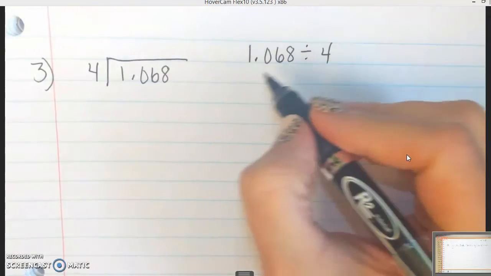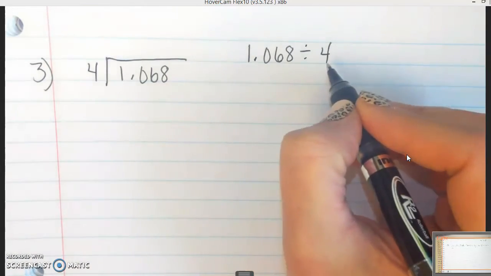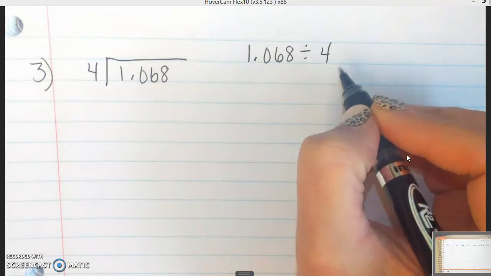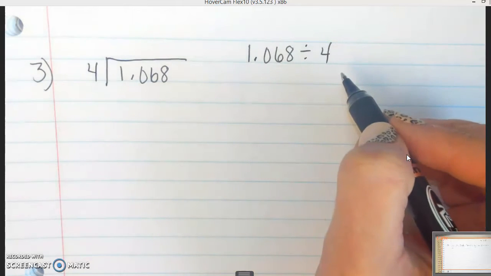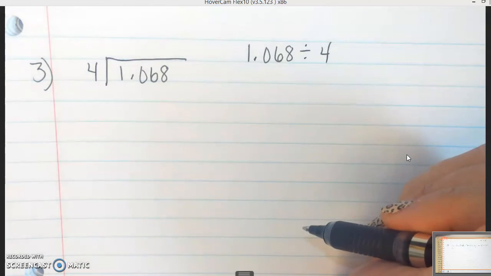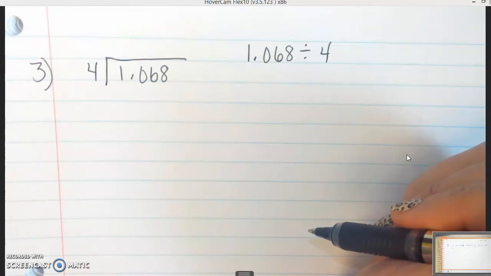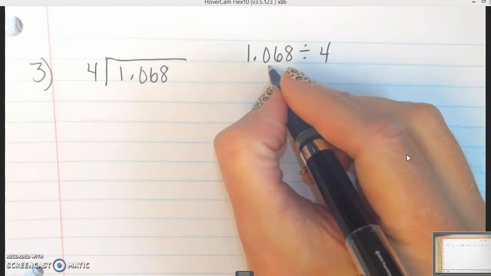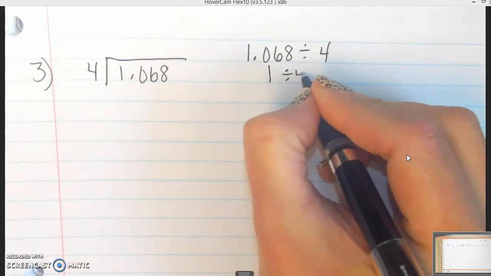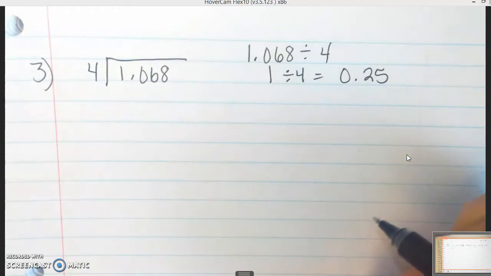Alright, so this one we're going to go ahead and estimate first. So we've got 1 and 68 thousandths, and we're dividing by 4. So think about this. If you have $1 and you divide by 4, what are you going to end up with? What coin? A quarter, which is how much? So I could estimate that 1 divided by 4 is the decimal 0.25. Go ahead and write that down.